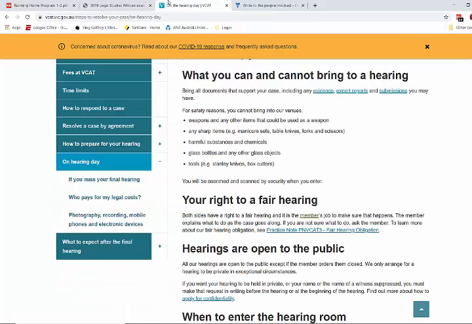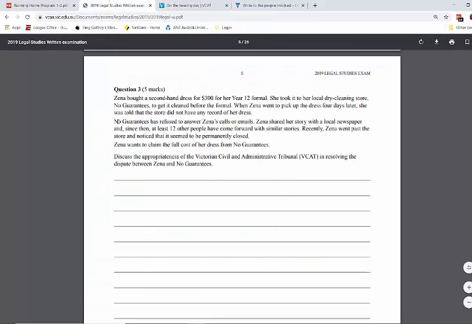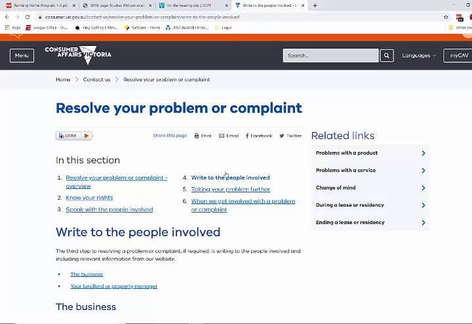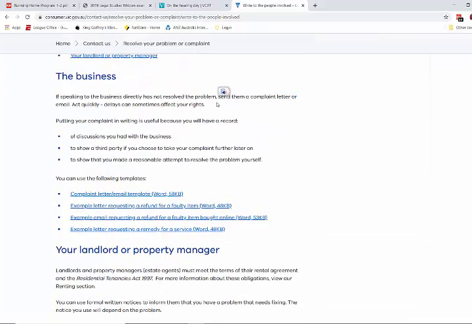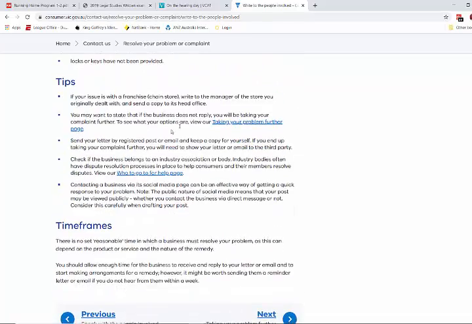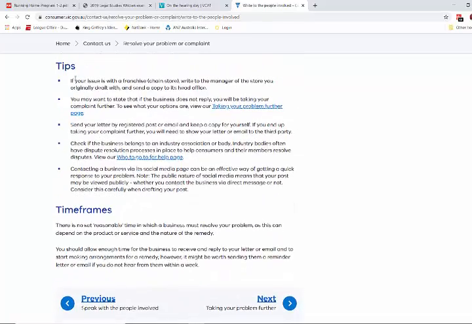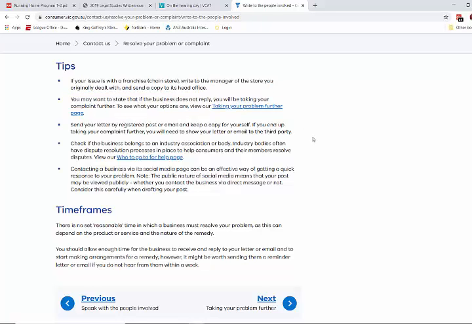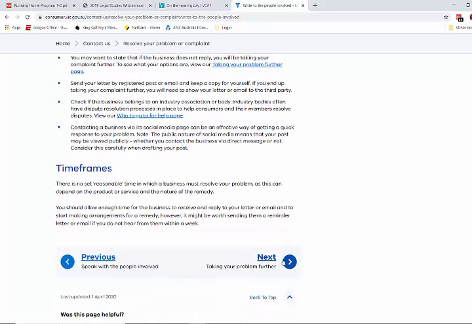So let's imagine that if we go back to Zena here, let's imagine that Zena's called no guarantees and that was speaking with the people involved, and her emails were actually writing to the people involved. And we've got no response. So we're going to tick straight through. They even give you tips on like, hey, if it's a franchise store, who should you send it to? Let them know that if they don't reply, you're going to take it further, so on and so forth.